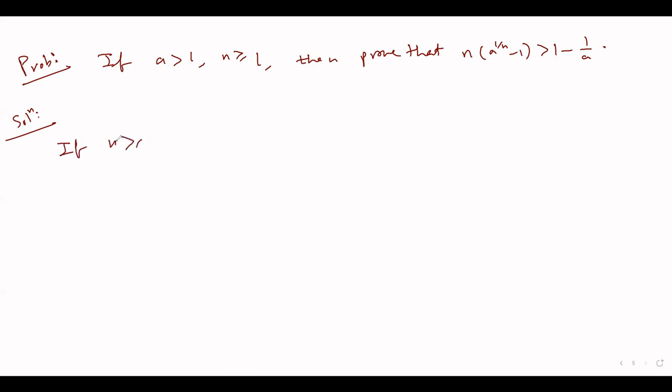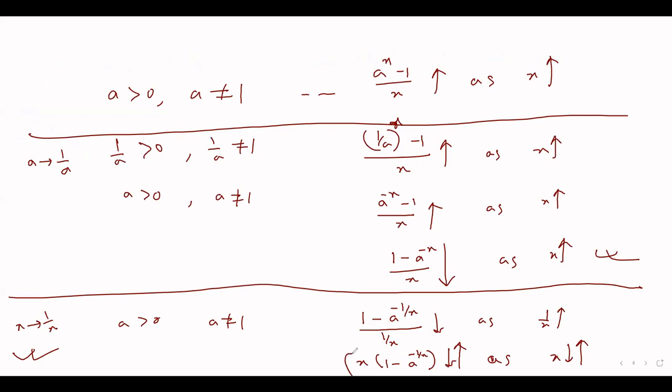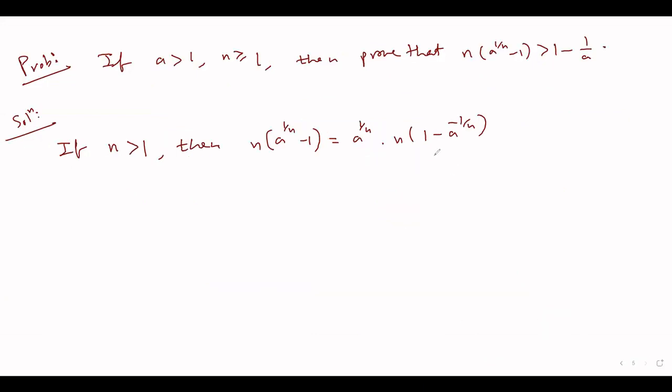We're going to prove the case n is greater than 1 first. First, assume n is greater than 1. Then the expression n times a to the power 1 over n minus 1, take a to the power 1 over n common. So write that at the left. Then we are left with 1 minus a to the power negative 1 over n, which matches with this expression. Only this part, of course.